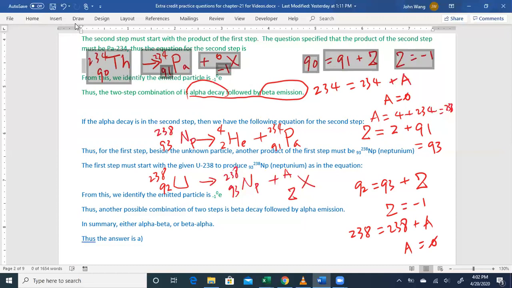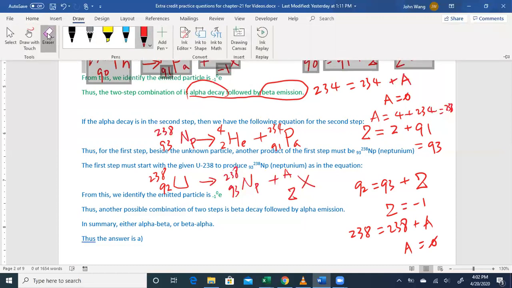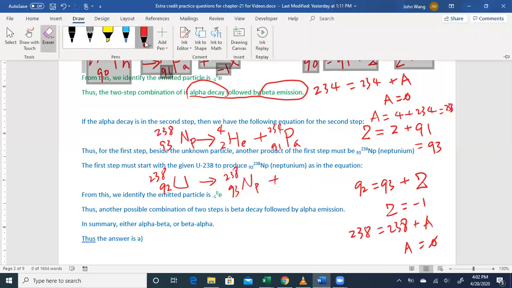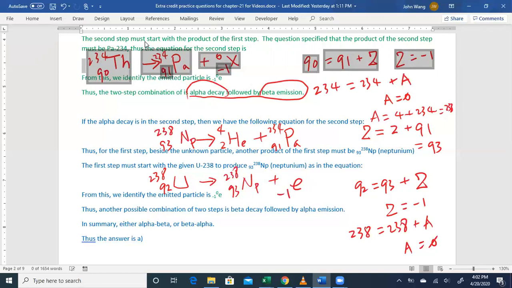Okay, so now we find that the atomic number for the unknown particle is -1, which will be the beta particle or the electron. So we know everything for this second product of the first step. It will be the electron with atomic number -1 and mass number 0. Therefore, this first step decay mode is beta emission. In summary, for our second assumption, if we have alpha decay in the second step, then the first step must be beta decay.